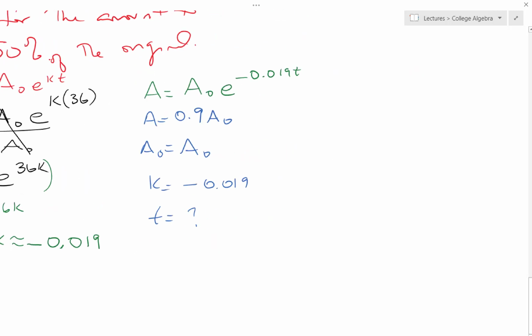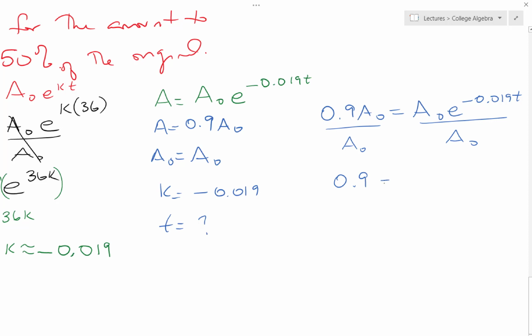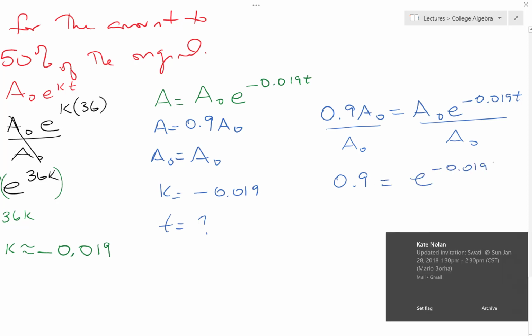All right, so let's put these numbers in. So we have 0.9 a sub 0 is equal to a sub 0 e to the negative 0.019 t. Once again, what's on both sides of the equal sign? A sub 0. Divide by a sub 0, divide by a sub 0, and we have 0.9 is equal to e to the negative 0.019 t.